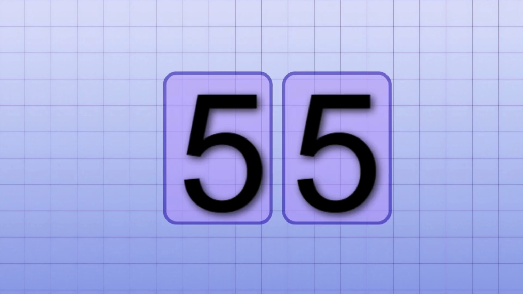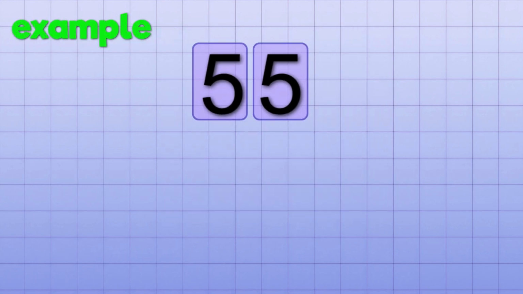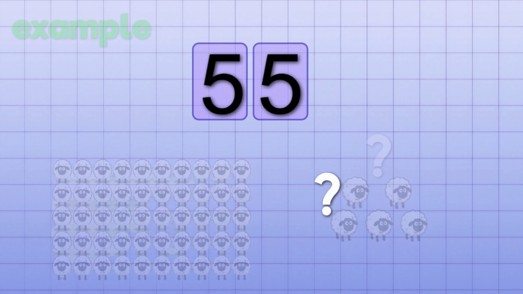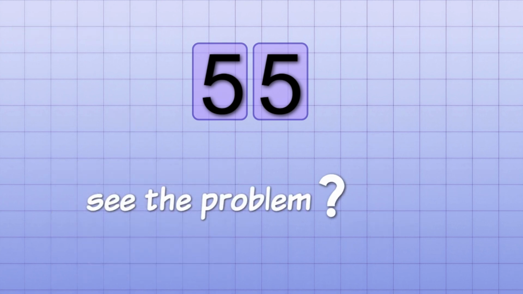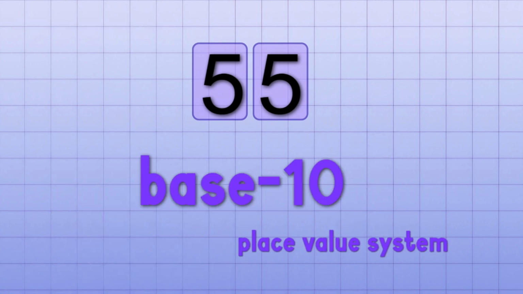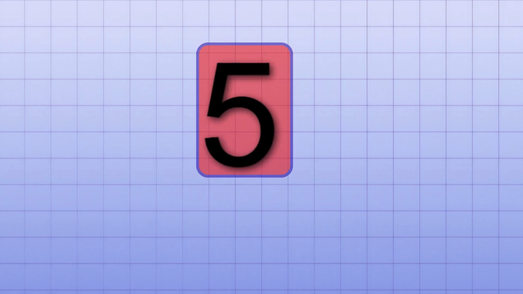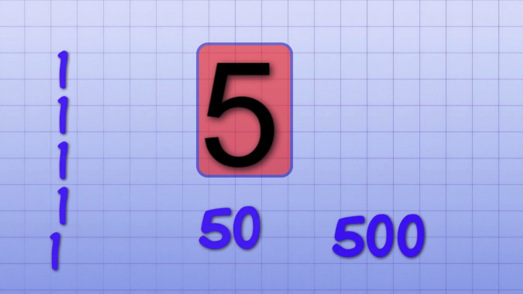But that creates a real problem. For example, if you have 55 sheep, which 5 is representing the 50 and which 5 is representing the extra 5? See the problem? That's why people invented the base 10 place value system. They agree that digit value will depend on where it is placed. For example, the symbol 5 by itself doesn't necessarily mean 5 ones, 50 or 500.